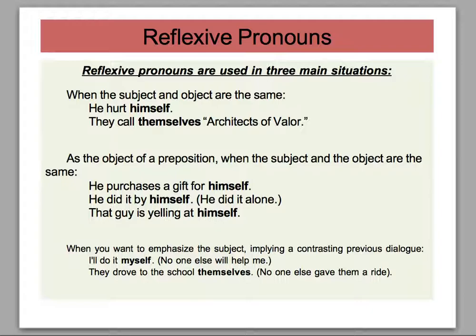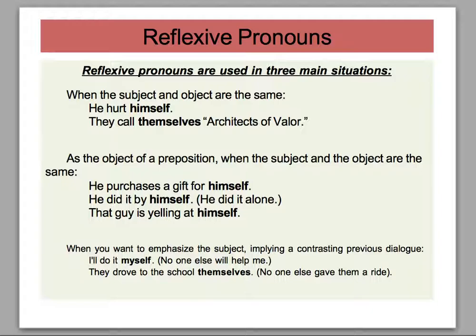Now, he did it by himself. So by is another preposition. For can be a conjunction as well, but essentially it's the object of a preposition. So he did it by himself. By is a preposition, and then himself, he did it alone. So himself is the object of the preposition by.